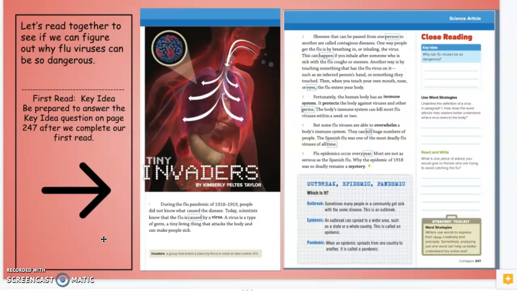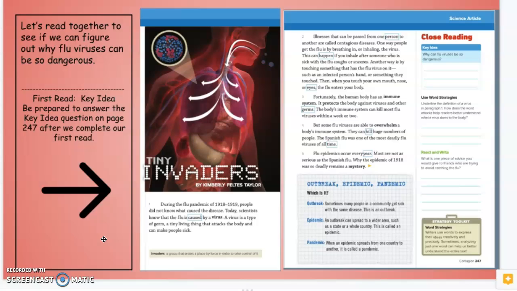The Spanish flu was one of the most deadly flu viruses of all time. Flu epidemics occur every year. Most are not as serious as the Spanish flu. Why the epidemic of 1918 was so deadly remains a mystery.